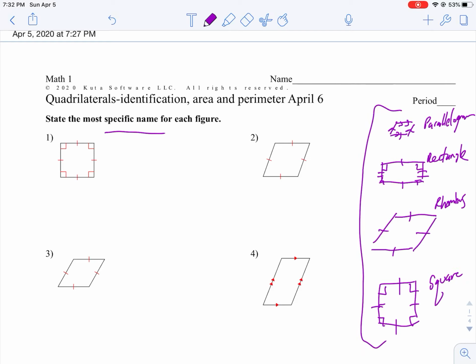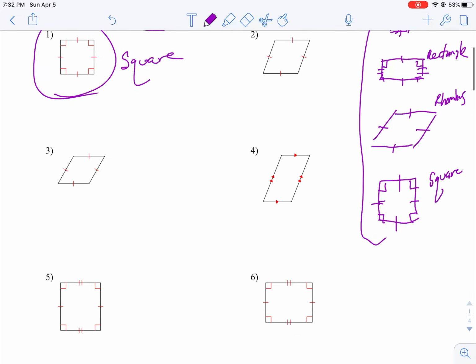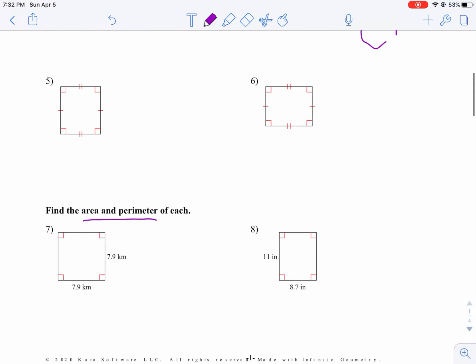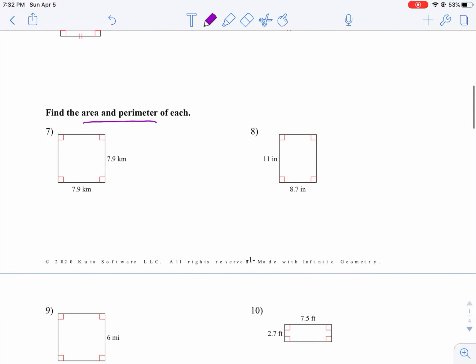So what we're looking for are those types of markings on any of these. So if you look at number 1, all four sides are equal, all four angles are equal, that's a square. Now this is all in your notes, but again, this is just practice. So I just want you to be able to identify them, okay? That's kind of a key right now.